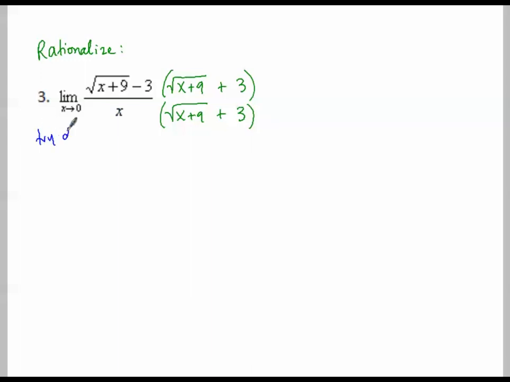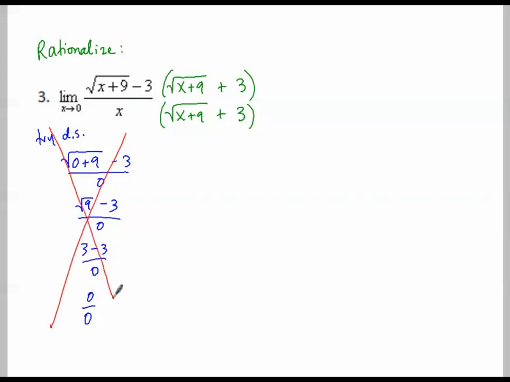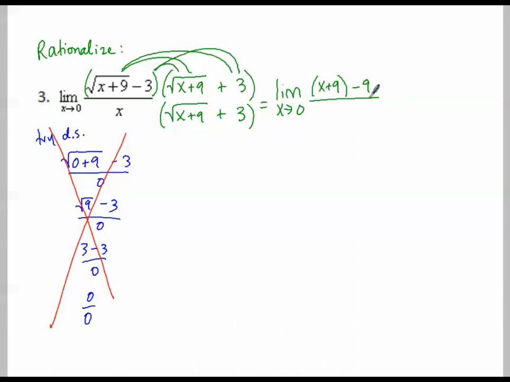Let me write it out for you. If I try direct substitution before I rationalize, square root of 0 plus 9 minus 3 over 0, square root of 9 minus 3 over 0, 3 minus 3 over 0, 0 over 0. Nope. So let's continue the rationalizing technique. So I'm multiplying this times this. We need to FOIL. Square root of x plus 9 times square root of x plus 9. Let's write the limit expression first. That is just x plus 9. Then the outers and the inners are the same but opposites. They will cancel out. Then negative 3 times positive 3, negative 9. All over, I already had an x there, so x times that expression, square root of x plus 9 plus 3.